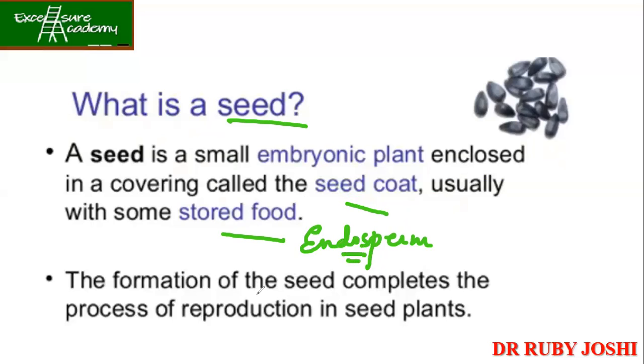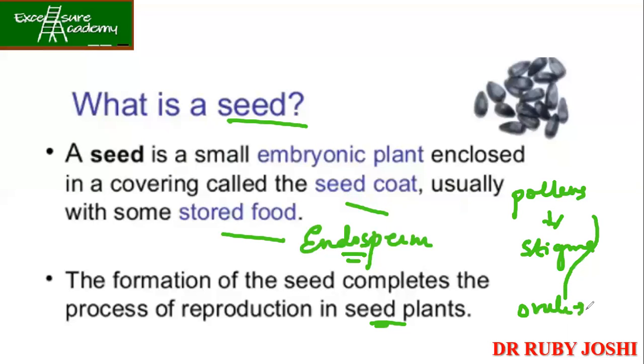The formation of the seed completes the process of reproduction in the seed plant. When we talk about plant reproduction, we start from pollination, right? The pollen will fall on the stigma, and the pollen tube will form, cross through the style, and reach the ovary and fertilize the ovule. The ovule will finally become the seed. Only then do we say that the reproduction in the plant is over.